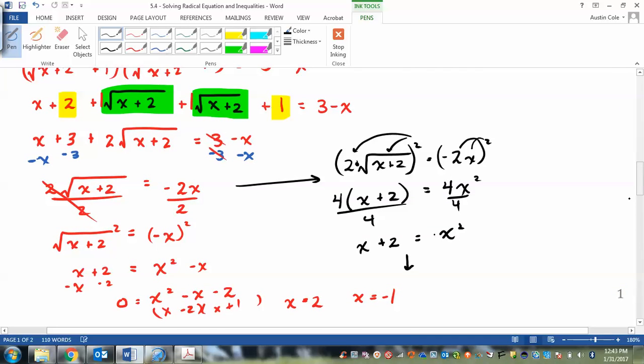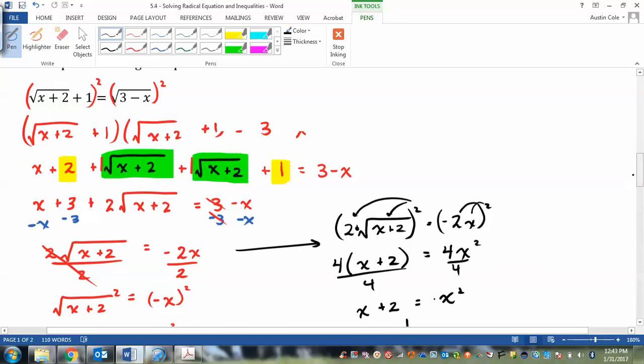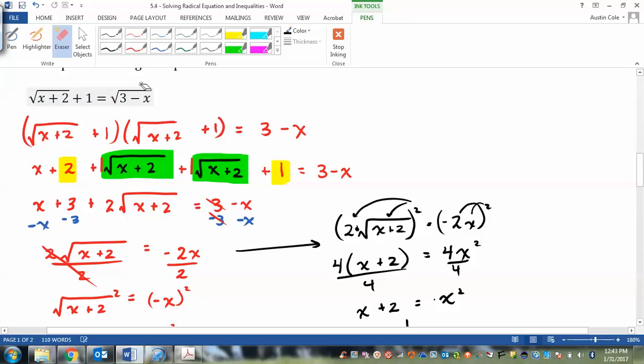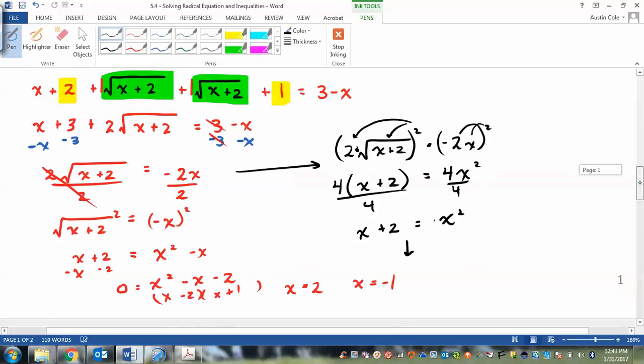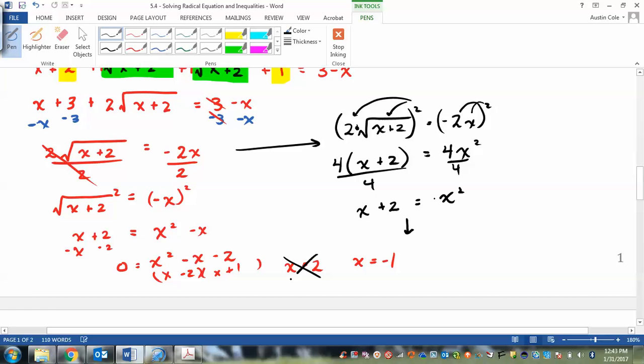I need to plug in positive 2 and negative 1. Okay, positive 2. 2 plus 2 is 4, and the square root of 4 is 2, and 2 plus 1 is 3. So I get 3 there. And then 3 minus 2 is 1, square root of 1 is 1. So does 2 work? No, it doesn't. We better check negative 1.